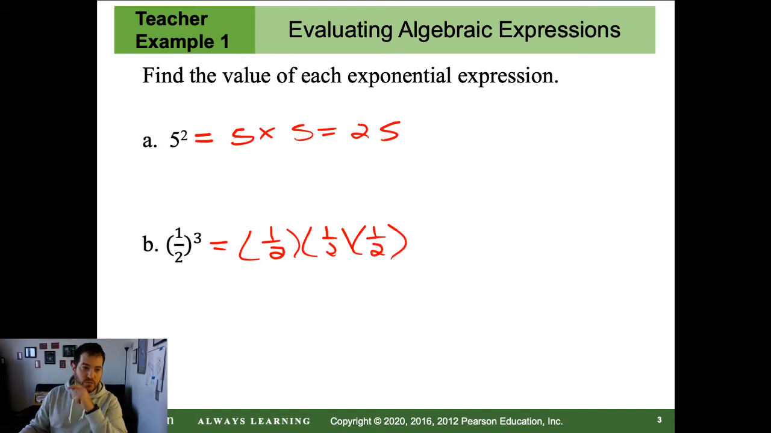Now remember, when you multiply fractions, you're just going to multiply the tops. So 1 times 1 times 1 is 1, and 2 times 2 is 4, times 2 is 8. Just a refresher, the top number in a fraction is called your numerator. The bottom number is called your denominator.